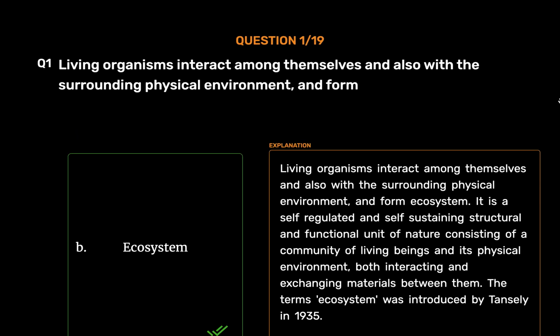Ecosystem. Living organisms interact among themselves and also with the surrounding physical environment and form ecosystem. It is a self-regulated and self-sustaining structural and functional unit of nature consisting of a community of living beings and its physical environment, both interacting and exchanging materials between them. The term ecosystem was introduced by Tansley in 1935.